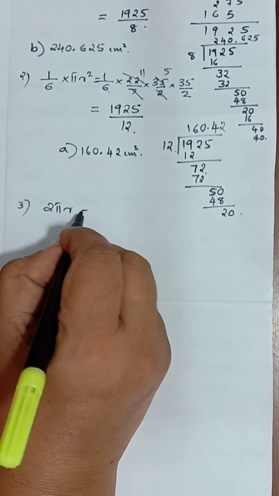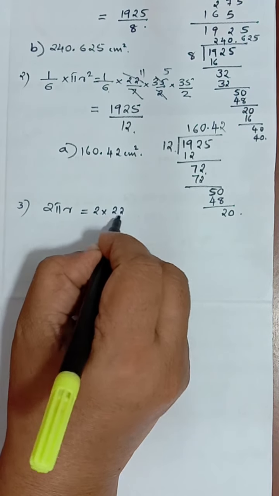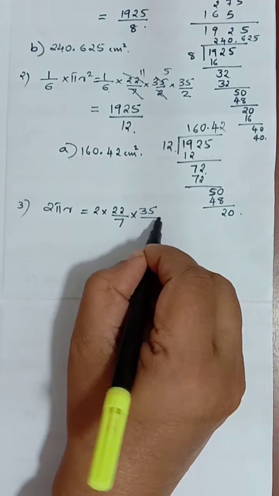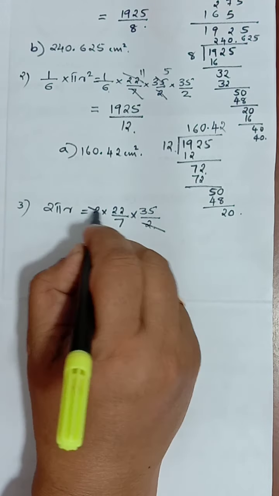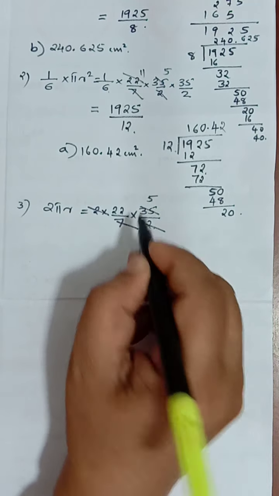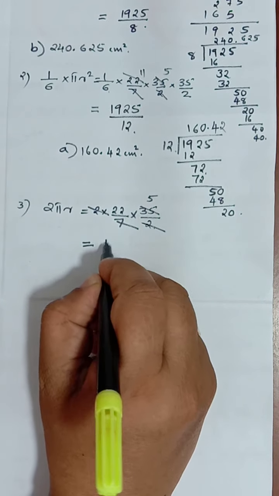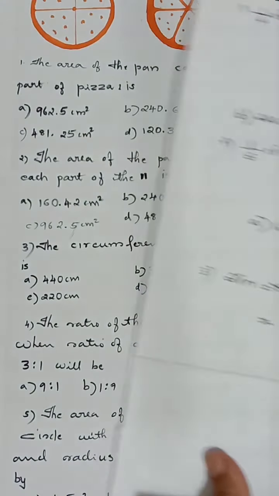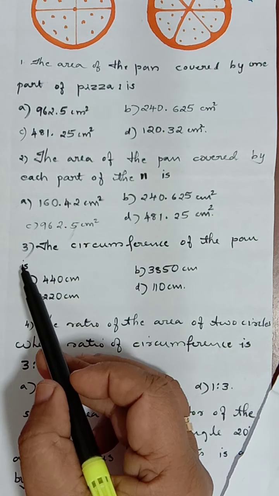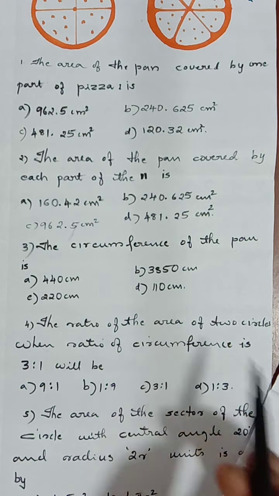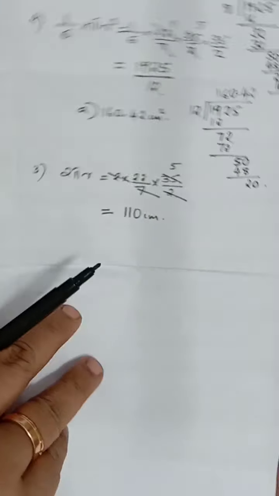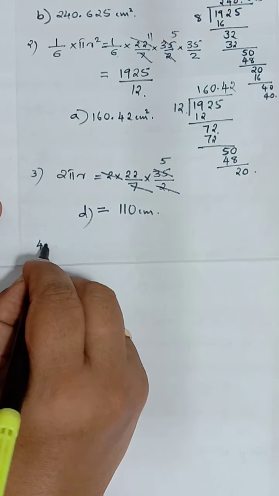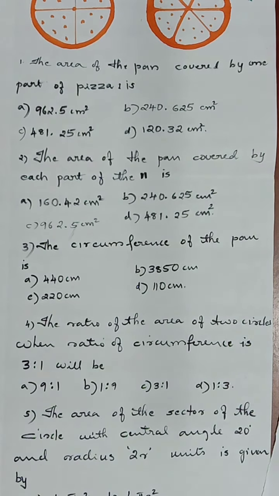Circumference is 2 pi r. 2 into 22 by 7 into r value, which is 35 by 2. So here we have cancelling like this. 22 into 5 is 110 centimeter. Now you check your answer for the third one. 110 centimeter. Option D is correct. Here it is. Option D is correct. Now comes question number 4.